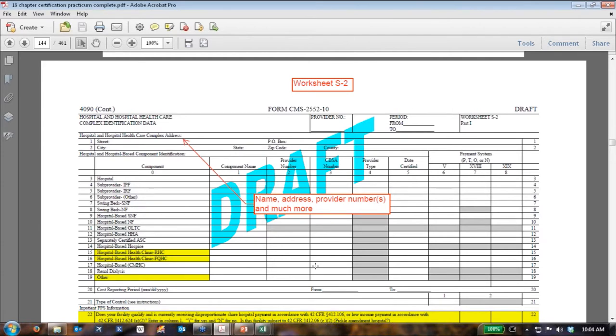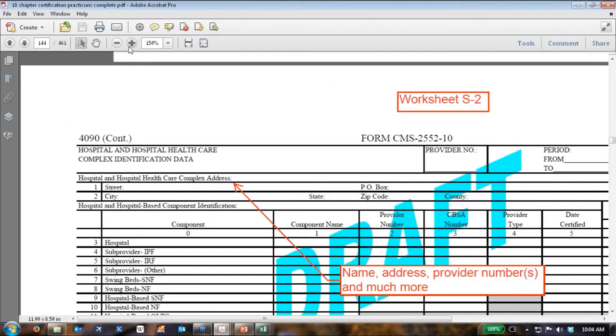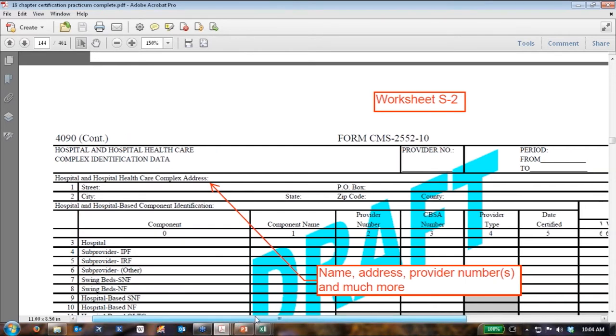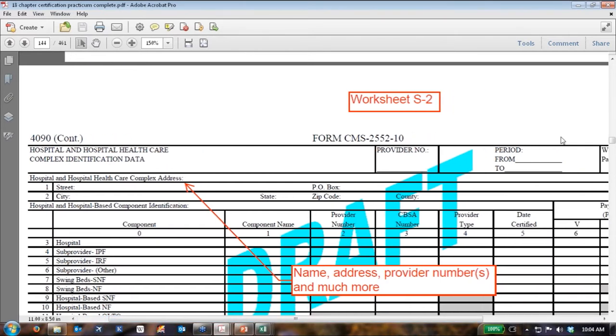Okay, so behind that title page comes a page that basically identifies who you are, your name and your address. It's kind of like a tax return in that regard. Where do you live? What's your PO box? What's your provider number? From when to when is this? And then what are the specific provider numbers of all of your components?